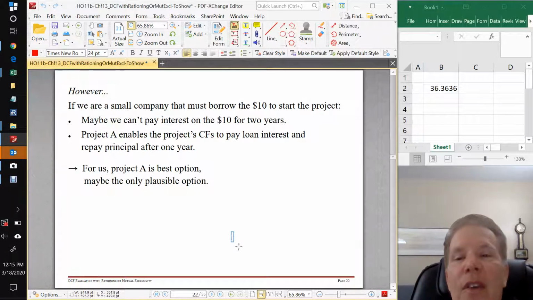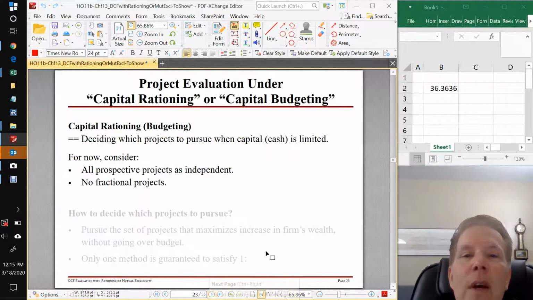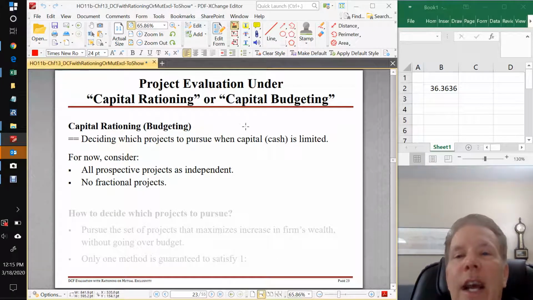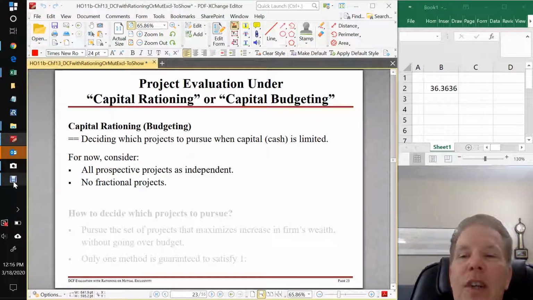Okay. So that's the story for the payback method, which is another method we need to know. And I'm going to take a pause here, and when we come back, we'll continue and we'll go through project evaluation under capital rationing or capital budgeting. So let's pause it here, and we'll be right back to finish up the chapter.